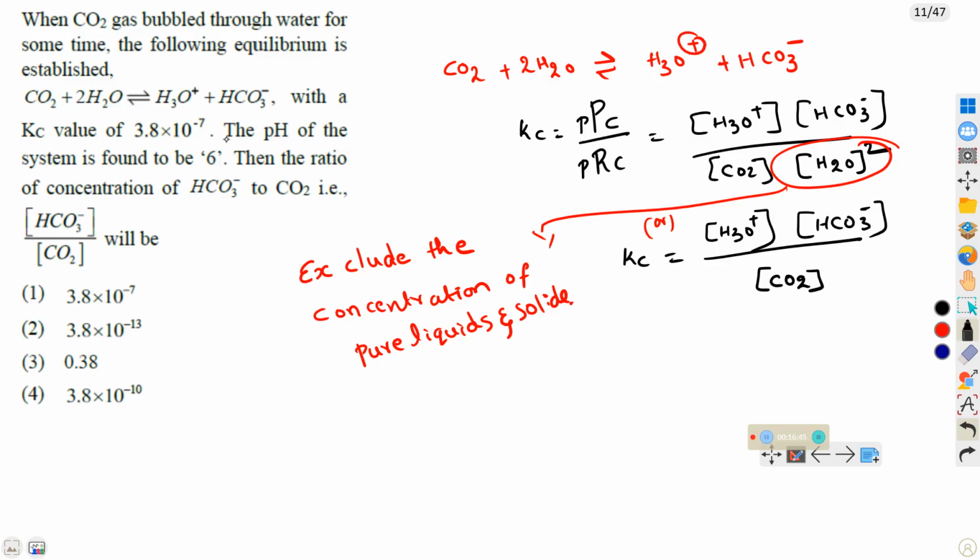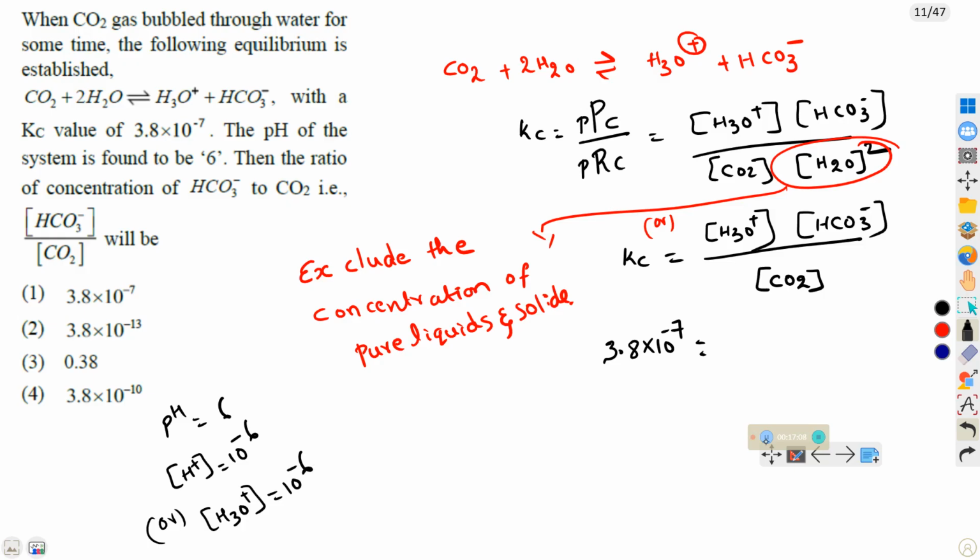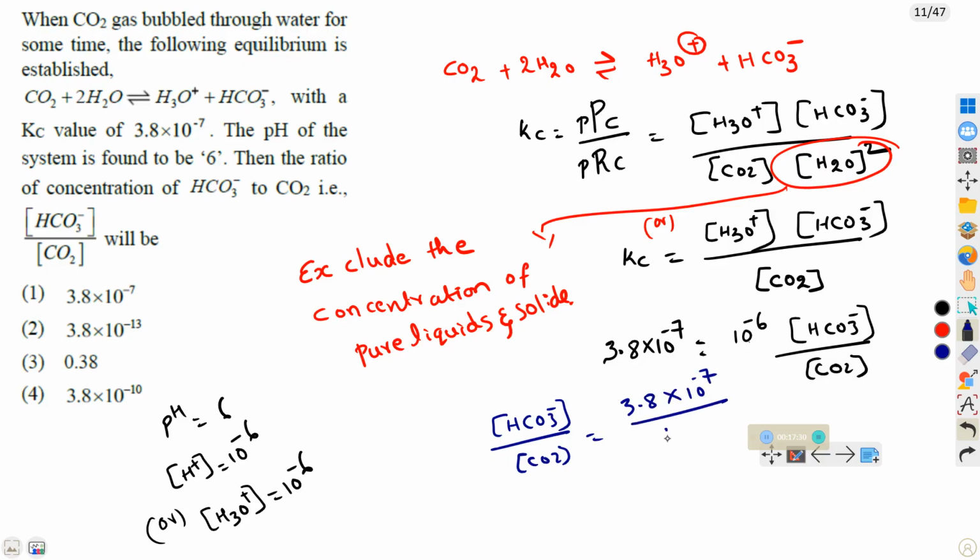Now what is given? Kc value is given as 3.8 into 10 power minus 7. pH value is given as 6. Then H plus ion concentration is equal to 10 power minus 6. Or it can be written as H3O plus ion concentration is equal to 10 power minus 6. Now finally, HCO3 minus by CO2 ratio is equal to 3.8 into 10 power minus 7 by 10 power minus 6. That is 3.8 into 10 power minus 1, which can also be written as 0.38.